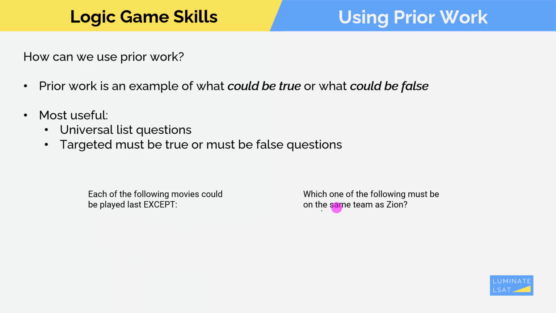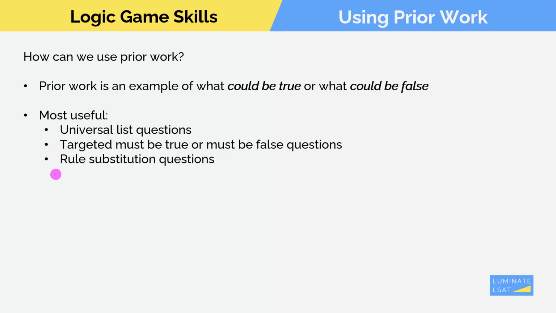Now, on the must be true question here, if you have prior work showing that Albert and Bob are not on the same team as Zion in one of your prior possibilities, then that's proving that they don't have to be on the same team as him, and you can get rid of anything that says Albert or Bob if it's in the answer choices. So looking at prior work is again one of the primary strategies to help eliminate answers on targeted must be true or must be false questions.